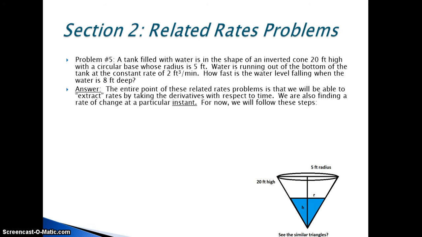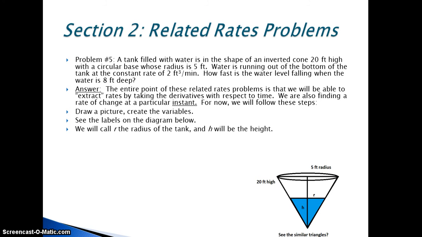So again, we need to set up some sort of an equation relating our variables, which we need to figure out. And then we'll take the derivative to relate the rates. So our variables, I've labeled our diagram. r will be the radius of the tank, which is going to be changing as we go higher up in the tank. And h is the current height of the water.